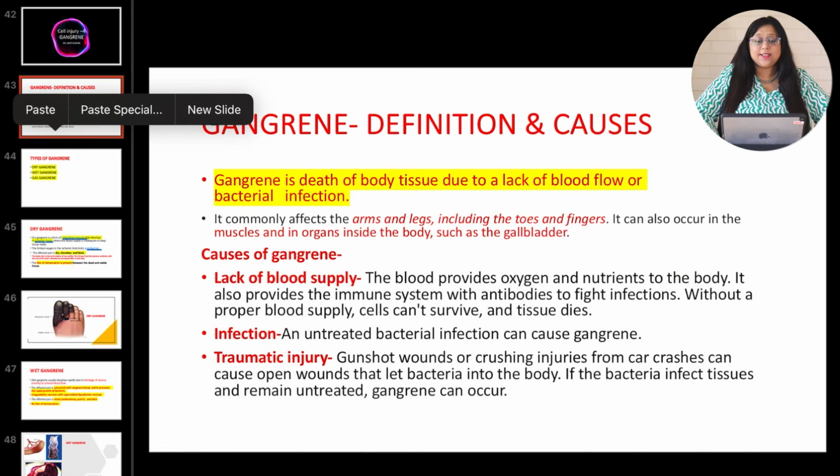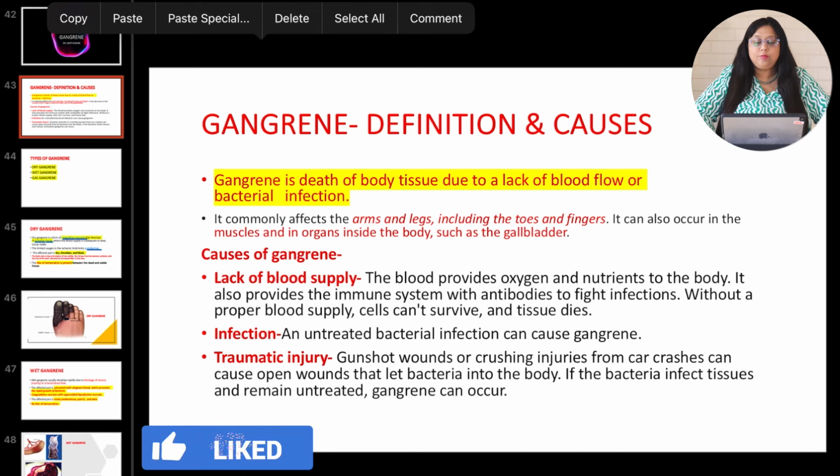Today I will be talking about gangrene. What is gangrene? Gangrene is death of body tissue due to lack of blood supply or bacterial infection. It commonly affects the limb, including the toes and fingers. It can also occur in muscles and organs inside the body.